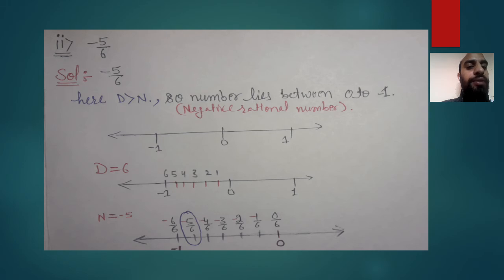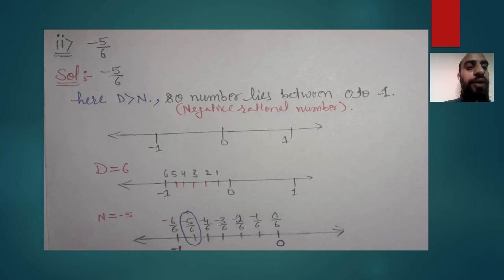Now see, first I have drawn a line, a number line, with minus 1, 0 and 1. No need to draw it so long. It is enough for you to find out the answer. Next thing, how many equal parts do I need to make from 0 to minus 1? It is equal to the denominator. The denominator is 6. That means you need to divide this 0 to minus 1 into 6 equal parts.